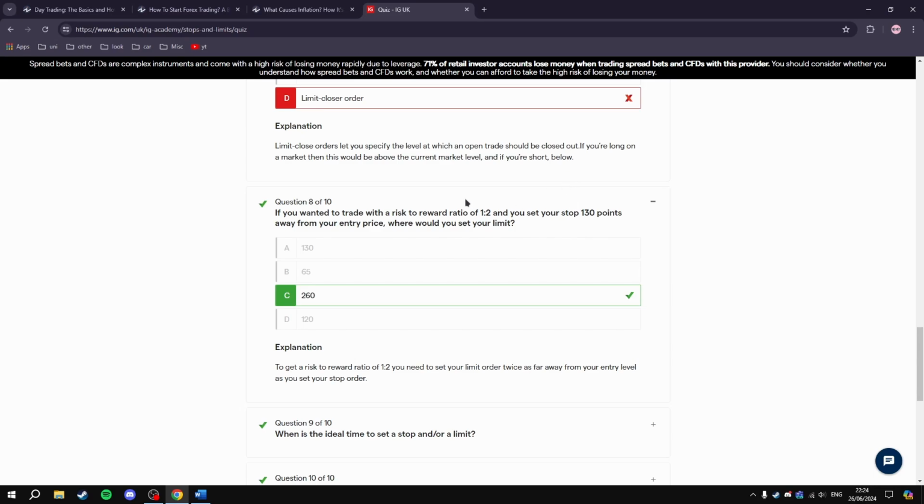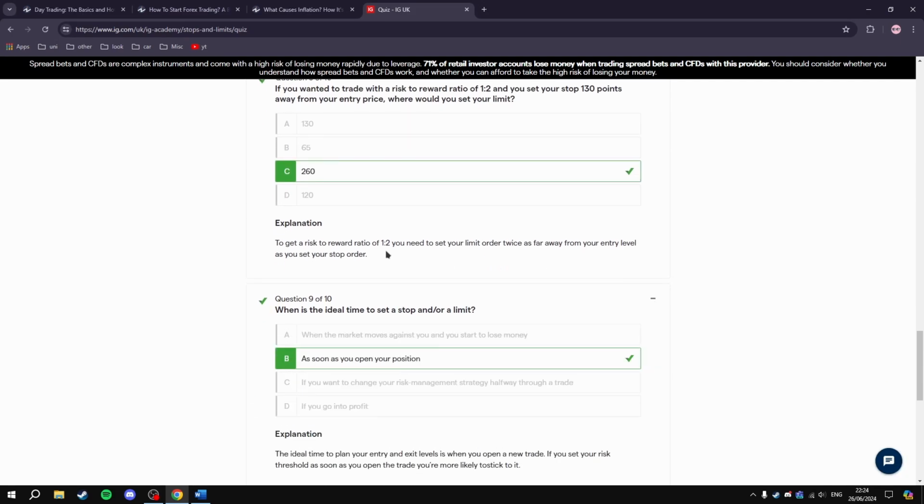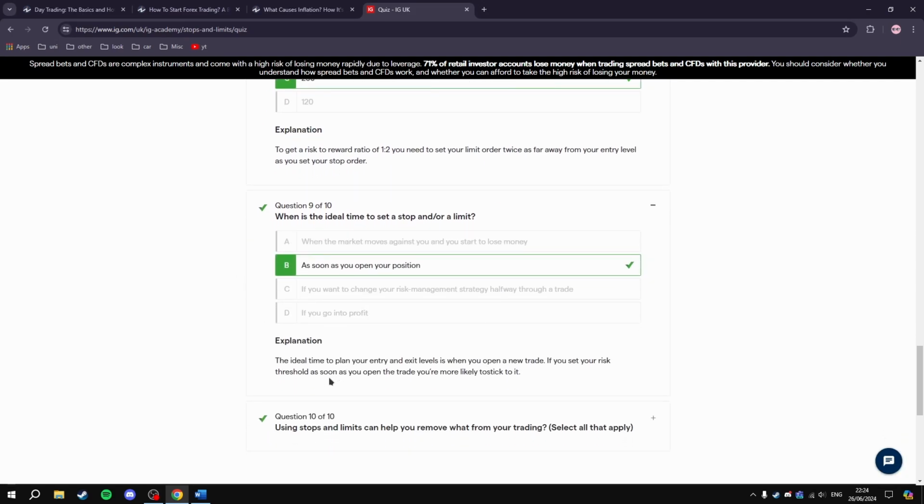To get a risk to reward ratio of 1 to 2, you need to set your limit order twice as far away from your entry level as you set your stop order. So the ideal time to plan your entry and exit levels is when you open a new trade. If you set your risk thresholds as soon as you open the trade, you're more likely to stick to it.